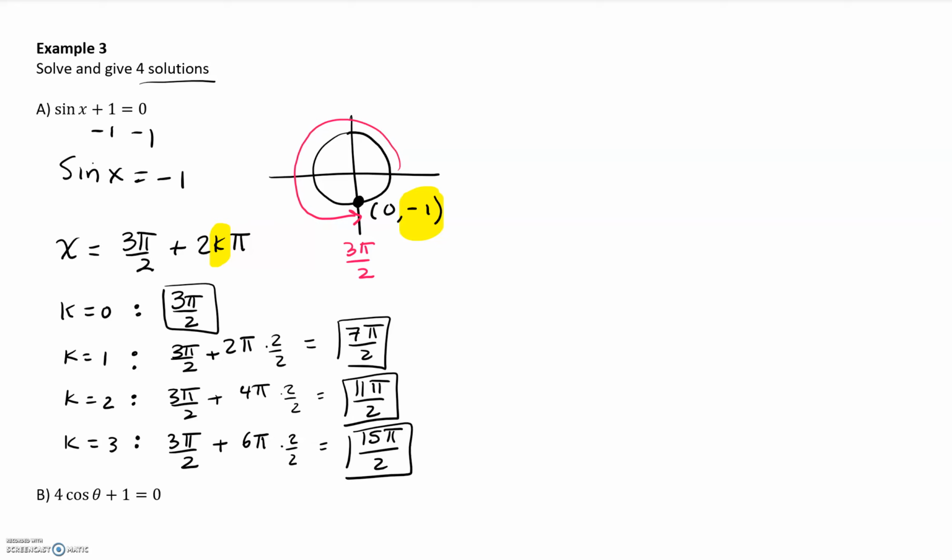So they wanted 4 solutions. We got the 4 solutions. We started off getting all the solutions. And then we said, okay, from all solutions, we'll boil it down to just picking 4 of them. And you could let k be whatever you want. You could let k be 1,000 and give me a solution way, way down the road.